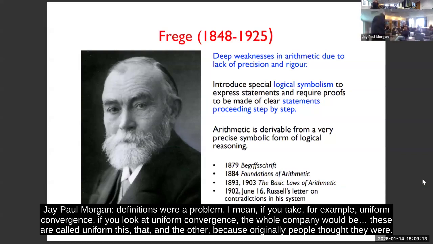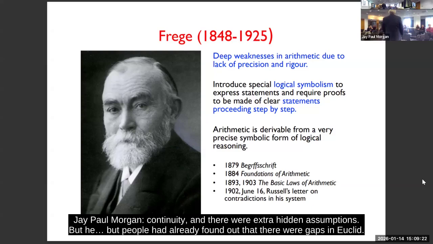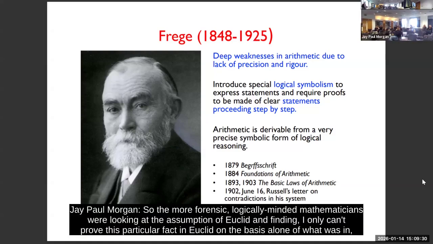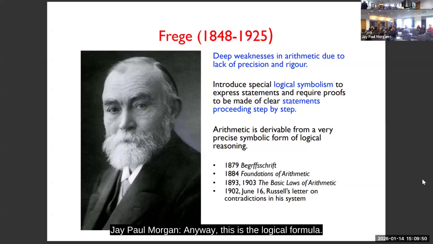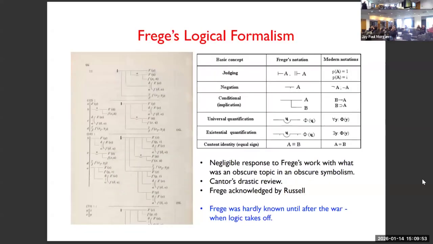I mean, if you take, for example, uniform convergence, uniform continuity. These are called uniform this, that, and the other, because originally people thought they were continuity, and there were extra hidden assumptions. But people had already found out that there were gaps in Euclid. So the more forensic, logically minded mathematicians were looking at the assumptions of Euclid and finding, oh, hang on, you can't prove this particular fact in Euclid on the basis alone of what was in the book. And that wasn't easy to do, because Euclid is an incredible achievement. Anyway, this is the logical formalism.